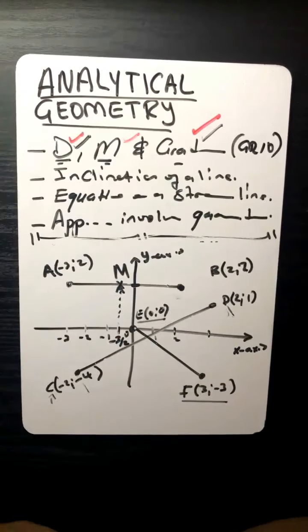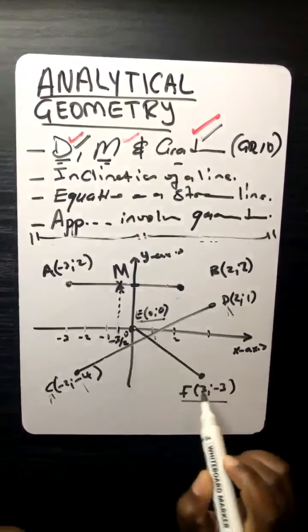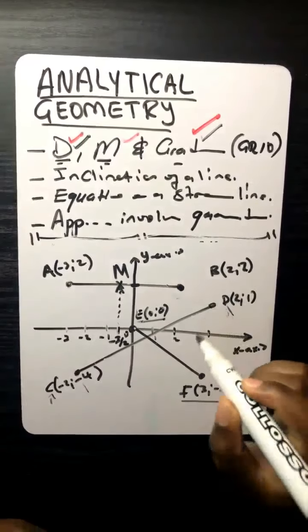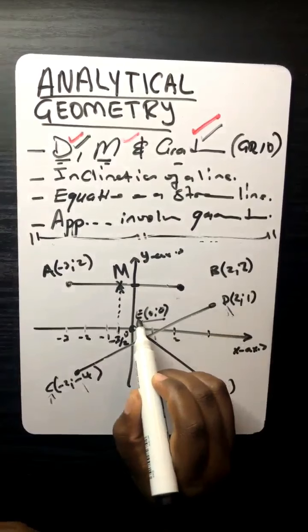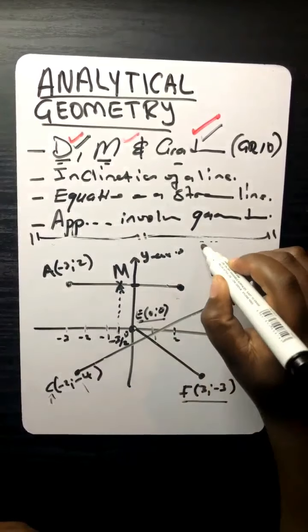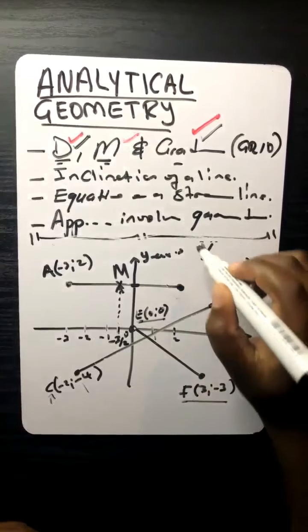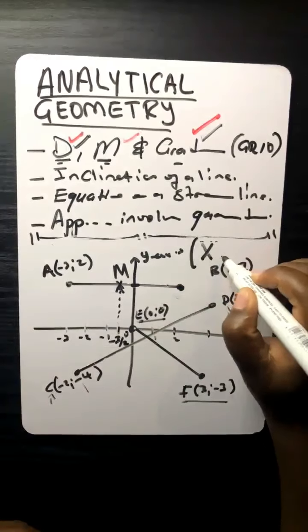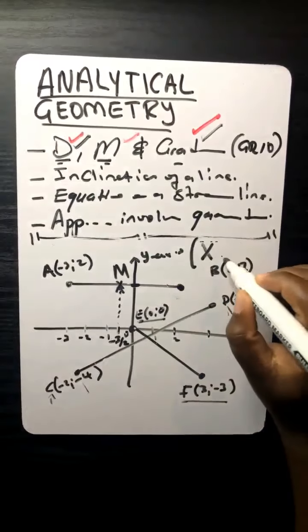In terms of the midpoint, which is the middle point, let's talk about the midpoint of point EF. There's E, there's F. So guys, when calculating the midpoint of E and F, in terms of the x of the midpoint, are you expecting a positive or a negative value?